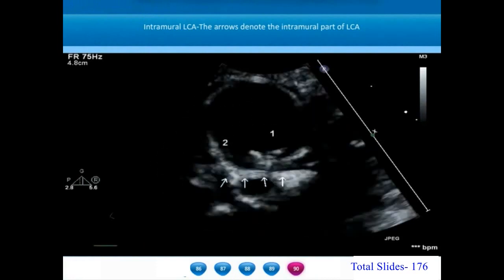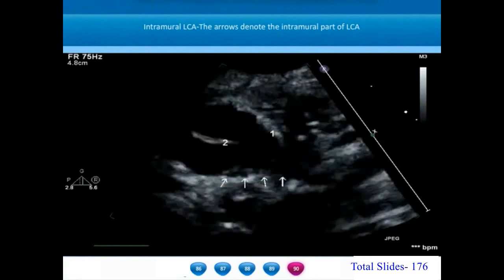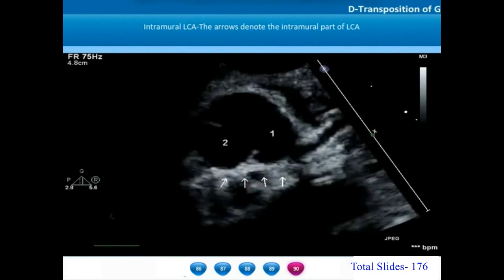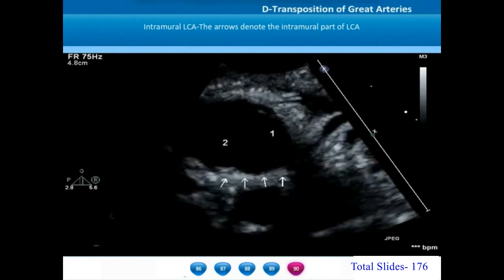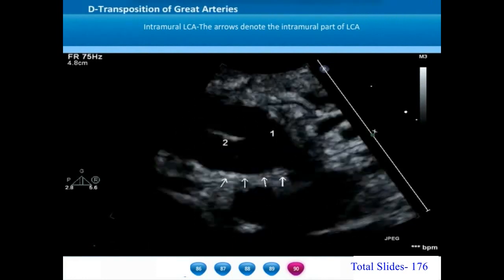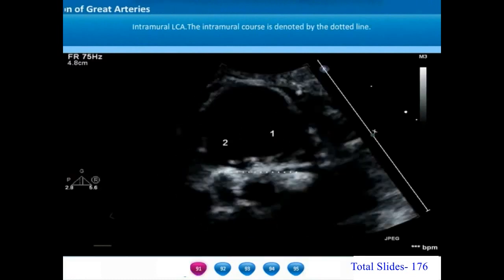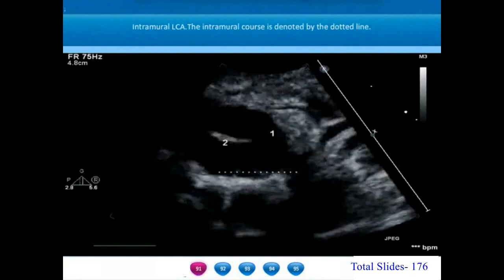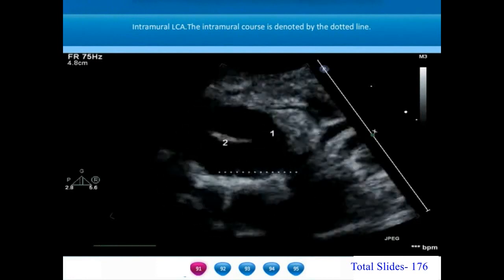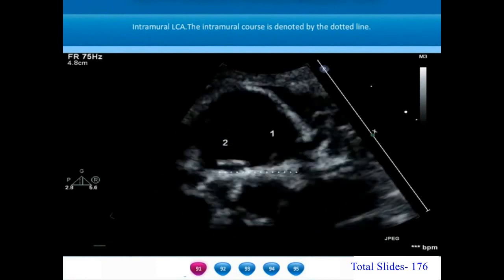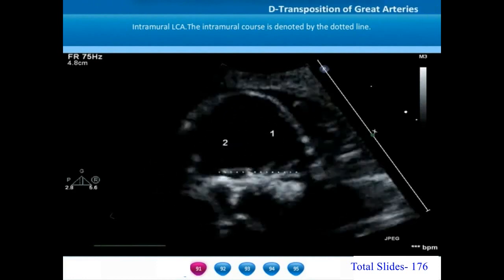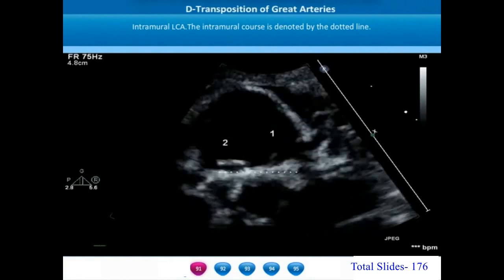Then it emerges on the left side of the aorta and bifurcates into left anterior descending coronary artery and the left circumflex artery. This is an example of an intramural left coronary artery. The entire dotted line here shows the length of the intramural course. Along the length of this intramural course, the wall of the coronary artery is shared with the adventitia of the aorta.